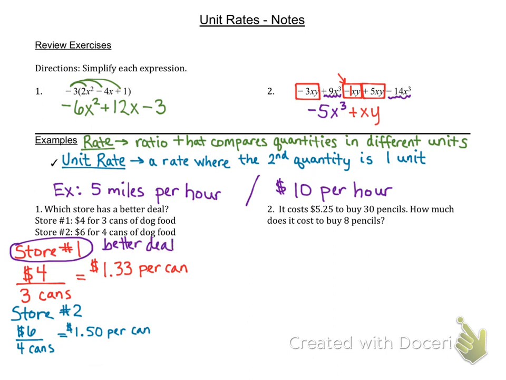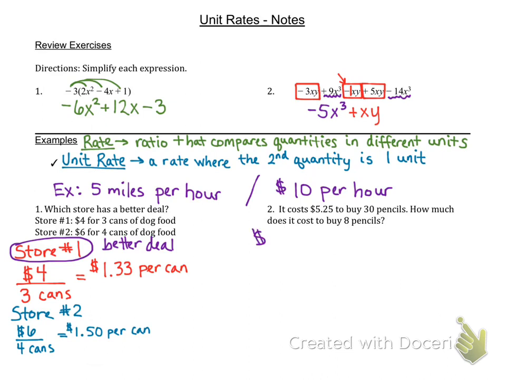Okay, let's try number 2. It costs $5.25 to buy 30 pencils. How much does it cost to buy 8 pencils? What I'm going to do for this one is first find the unit rate: what is it going to cost to just buy 1 pencil. So that's what I'm going to do first.